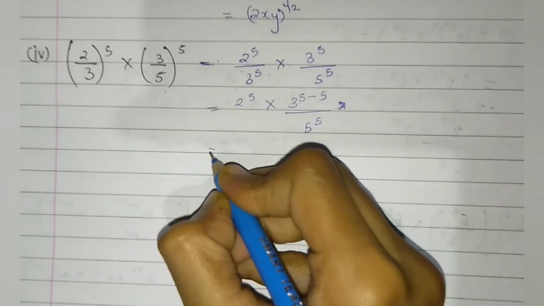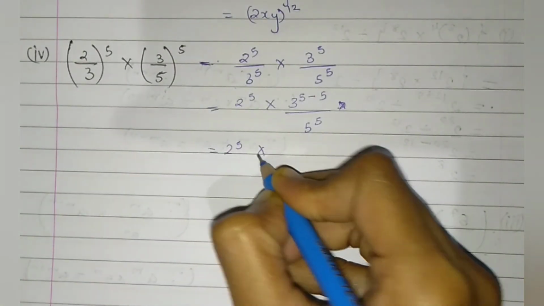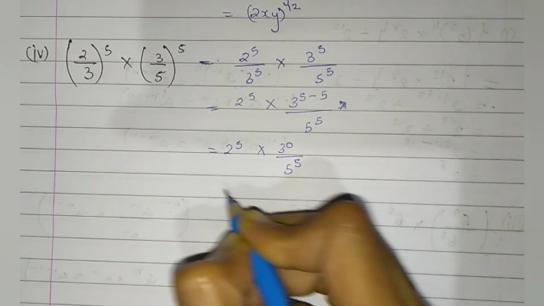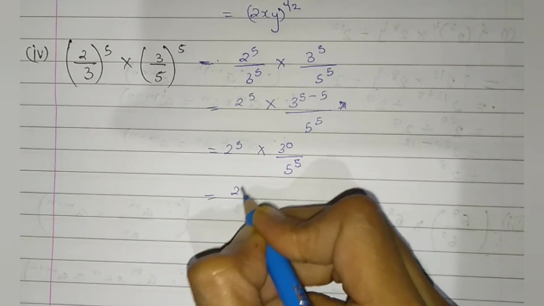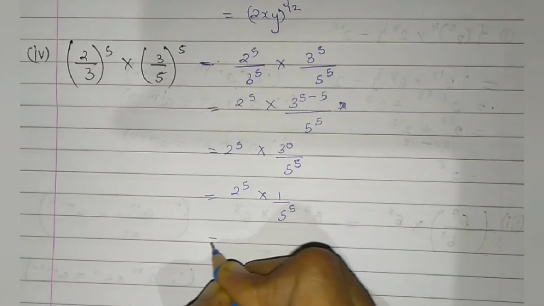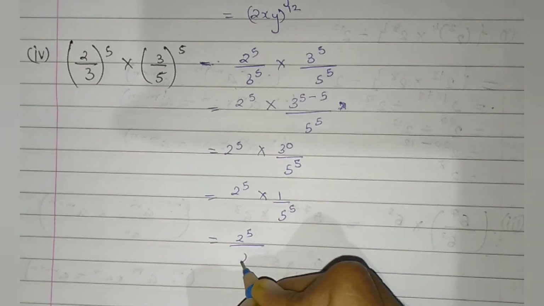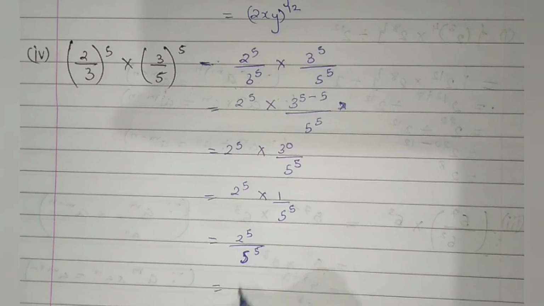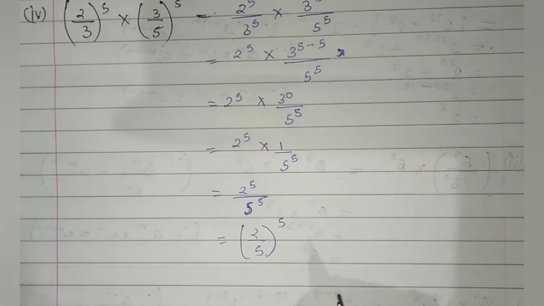So what will we get? 2 raised to 5 multiplied by 3 raised to 0 upon 5 raised to 5. So 3 raised to 0 is 1, 2 raised to 5 into 1 upon 5 raised to 5, which is equal to 2 raised to 5 upon 5 raised to 5. Now here the powers are the same, so we can write 2 upon 5 whole raised to 5. Okay.